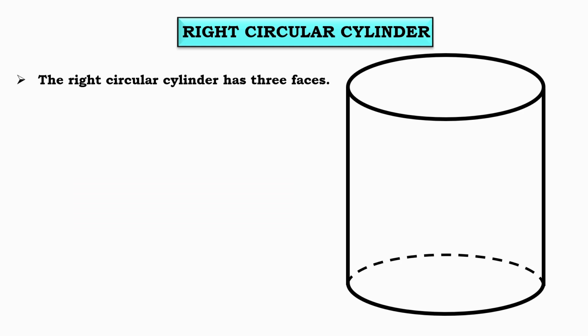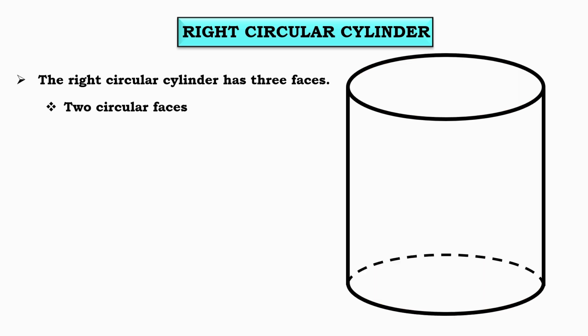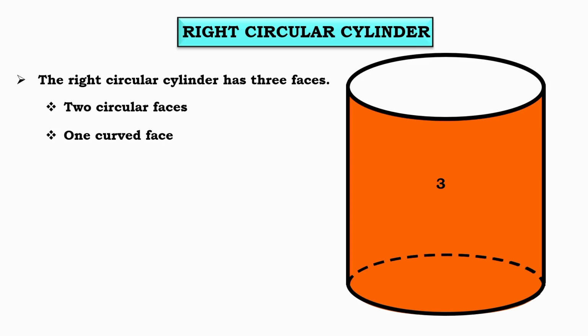The right circular cylinder has three faces. So now we are going to learn about the different properties of a right circular cylinder. It has three faces. Now what are the faces? Two circular faces. So let us see what the circular faces are: the base one and the top one. And we have one curved face. The curvature one is the other face. So there are three faces in the right circular cylinder.